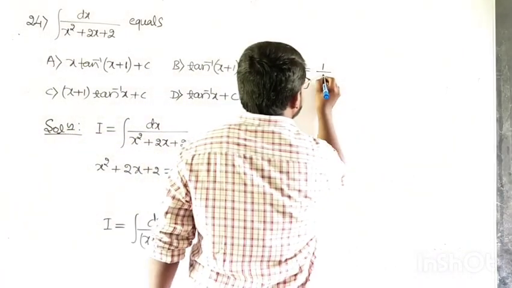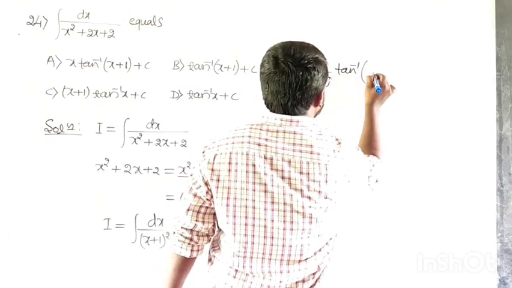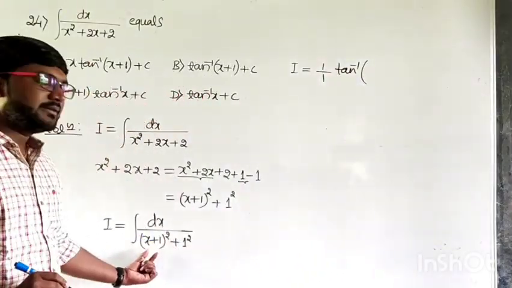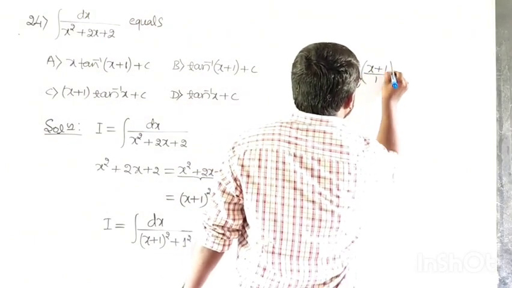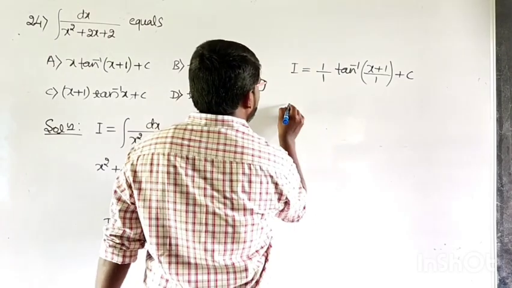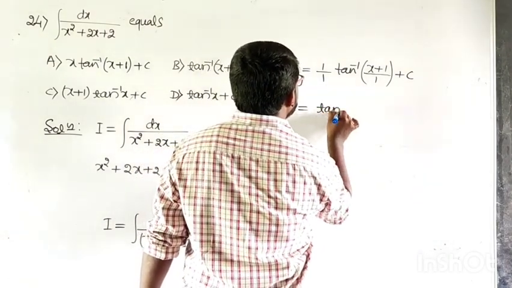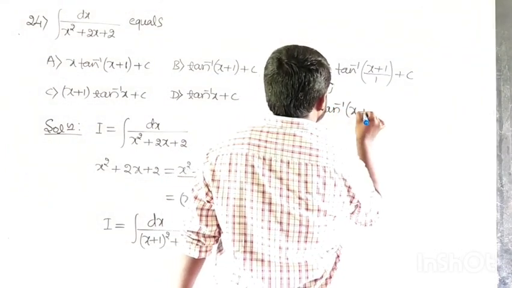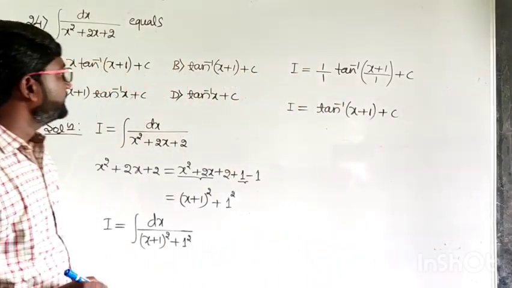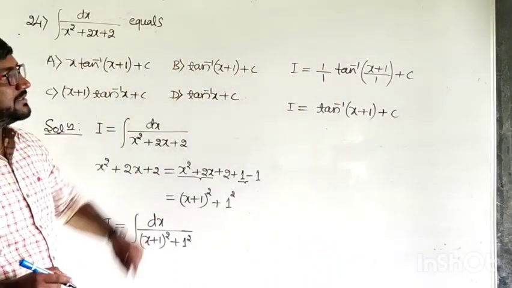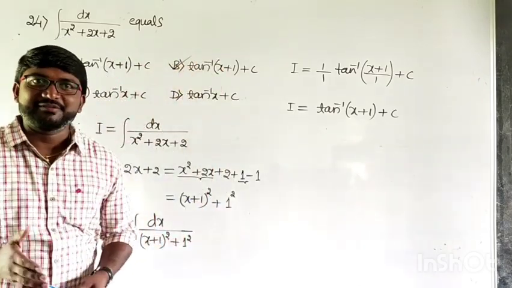So 1 by 1 into tan inverse x by a. Here x is nothing but x plus 1, divided by 1, plus c. So I, which is equal to 1 by 1, it is 1. So we get tan inverse (x plus 1) plus c. So search for the options now. Tan inverse (x plus 1) plus c is option B. So this is all about the 24th question.